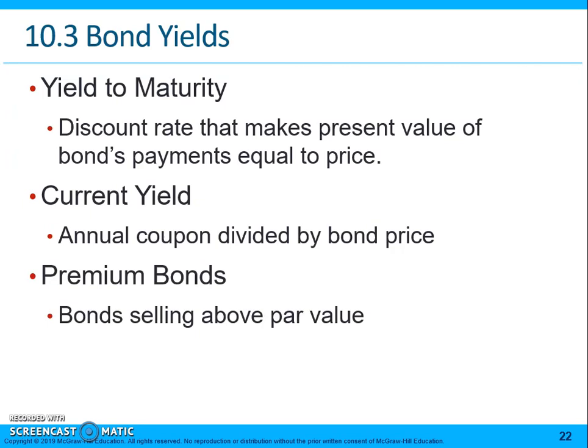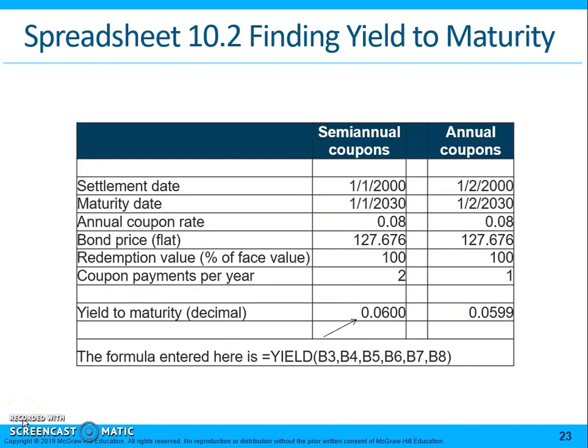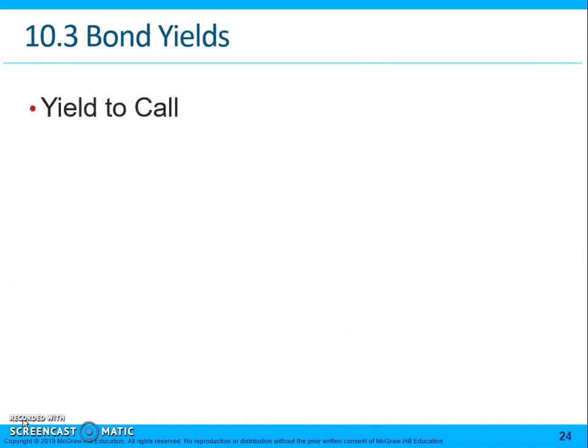Premium bonds are bonds selling above par value. So if the yield to maturity is below the coupon rate, we would have a premium bond. A discount bond is a bond selling below par value, so yield to maturity greater than the coupon. You can find yield to maturity in Excel. The formula is shown here. Again, I'm not going to teach Excel, but it's shown, and you can certainly use it if you choose to.